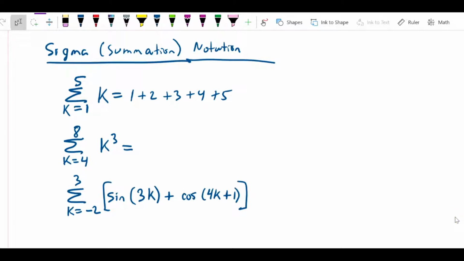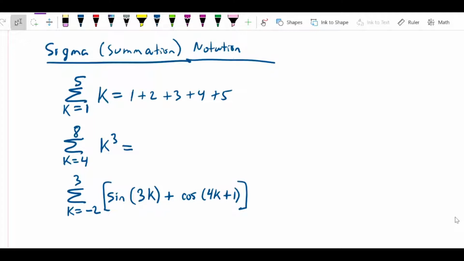So I want to talk about a notation that's called sigma notation or summation notation. For those of you following along in the Thomas textbook, this corresponds to section 5.2. I believe that this is something that you would have seen in an algebra or pre-calculus course, but it comes up again in calculus, and so I want to review it now.